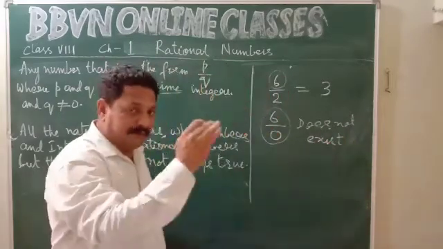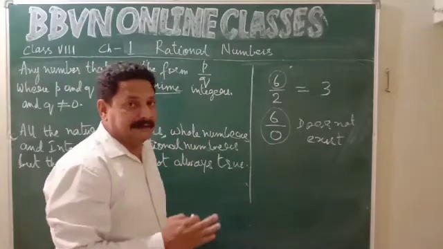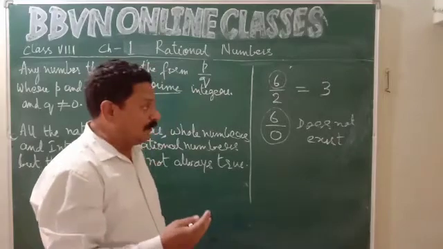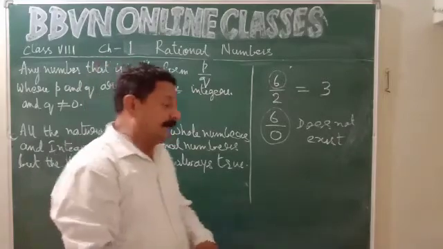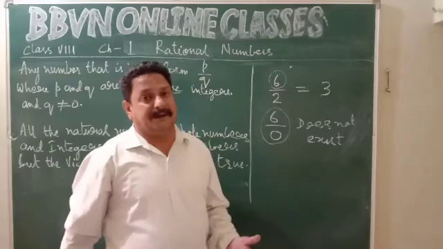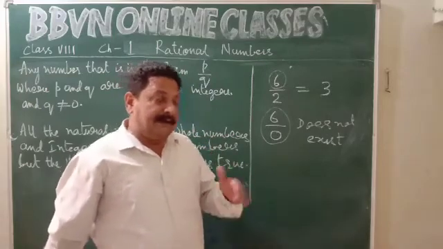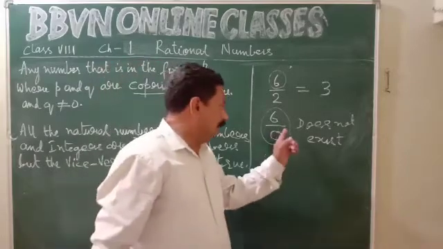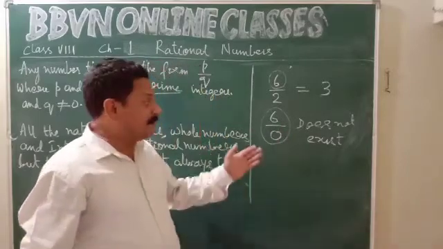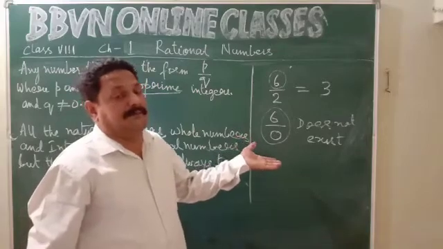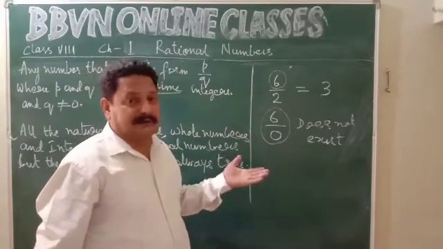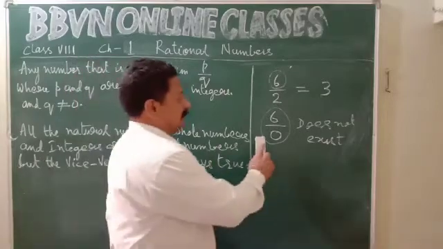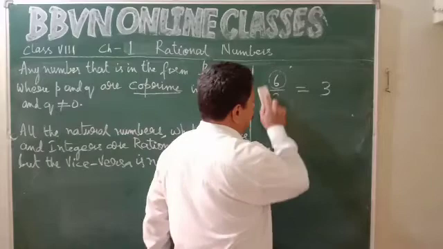Okay? So in the form P upon Q, whenever the denominator is 0, that particular number does not exist, or we cannot define it. Anything that exists can be defined, or you can say vice versa: anything that can be defined really exists, right? So whenever the denominator is 0, the rational number comes into a form where we cannot define it. It does not exist. So the denominator can never be 0. So this is the definition of a rational number.